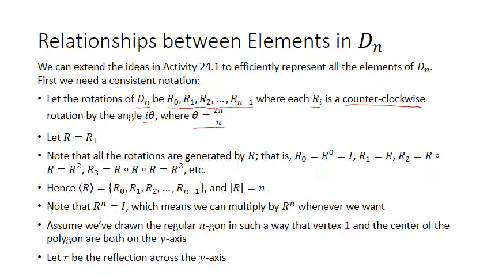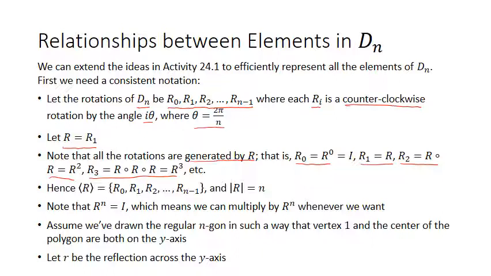And then we're going to call capital R to be capital R1. What I want you to notice is that all of the rotations are generated by that capital R, that R1, where you just do the theta rotation once. By generated, I mean that all the powers of capital R give you all of the different rotations. So for example, R0 is R to the 0, R1 is R, R2 is R squared, R3 is R cubed, and so on.